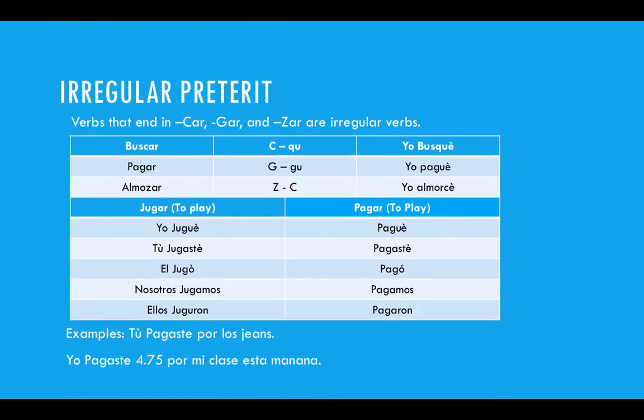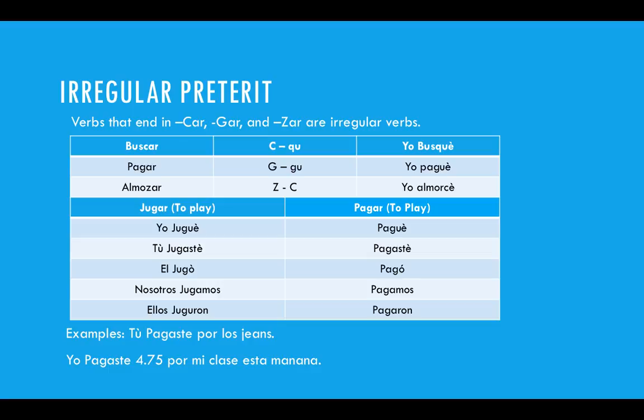The irregular preterites are car, gar, and zar verbs. So, buscar, for example, is an irregular verb that would change the C to QU. So that would be yo busqué. And for gar verbs, we change the G to GU. Yo pagué, for example. And for Z, we change it to a C to make it yo almorcé.